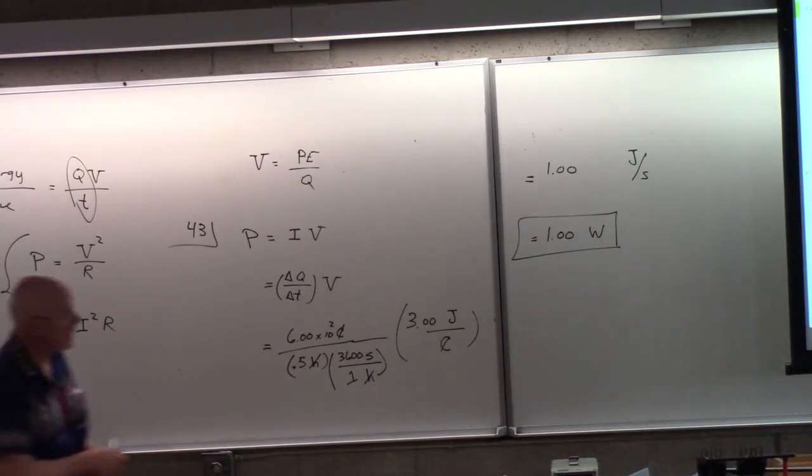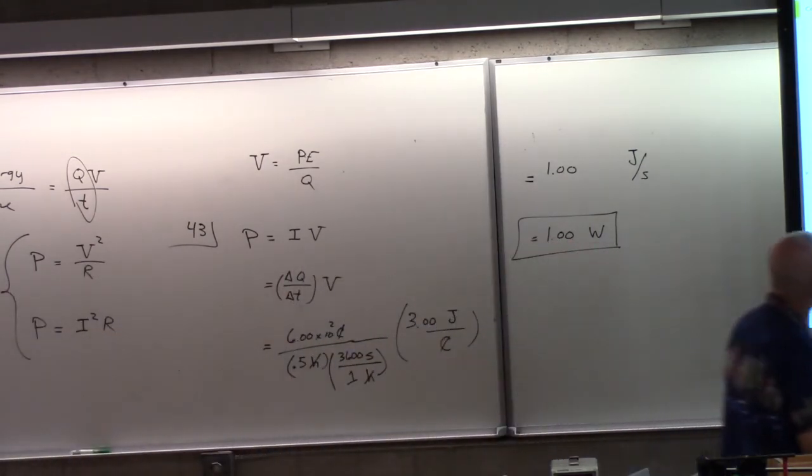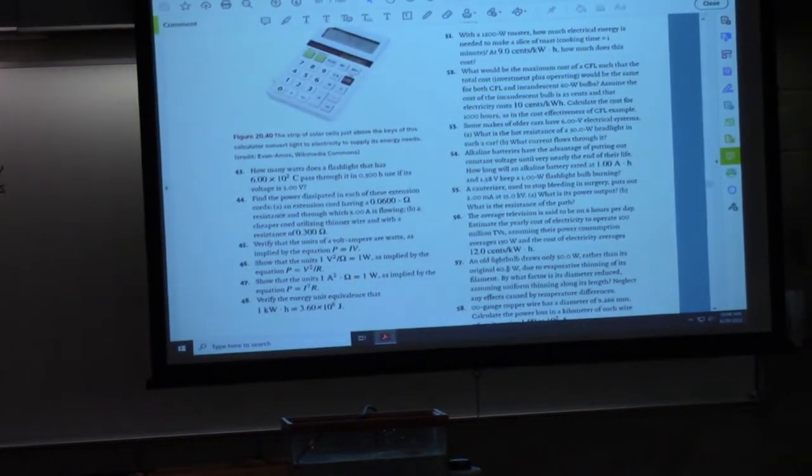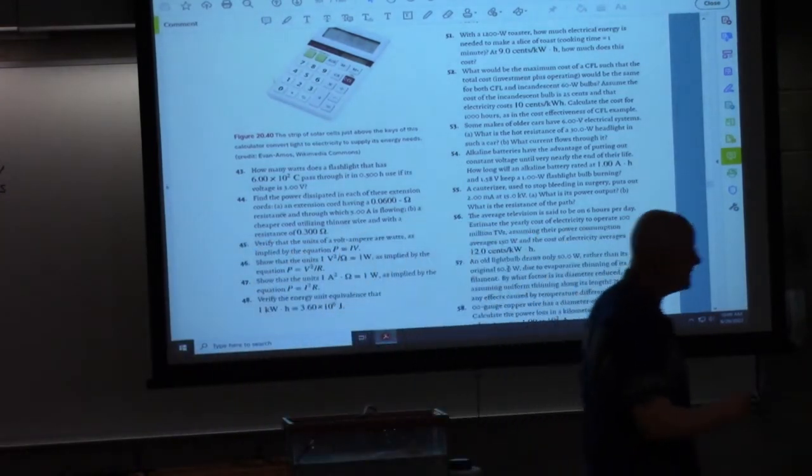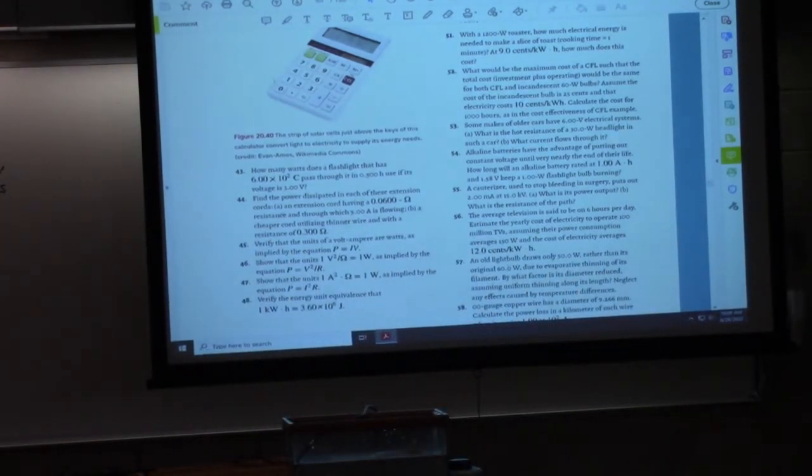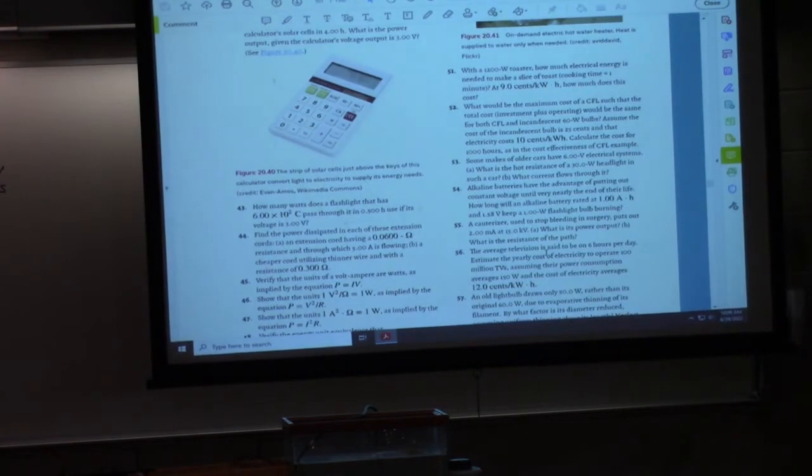Let's try another one. Or was there a part B? No, that passed through. Yeah. All right. So the second one I wrote down for power is how about 51? And so 51 says, with a 1200 watt toaster.